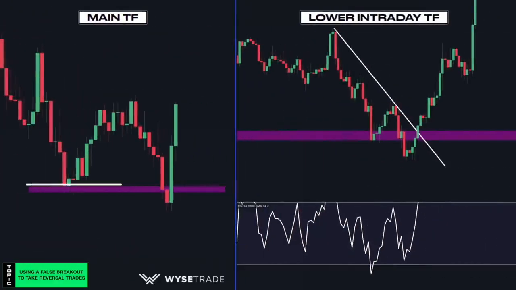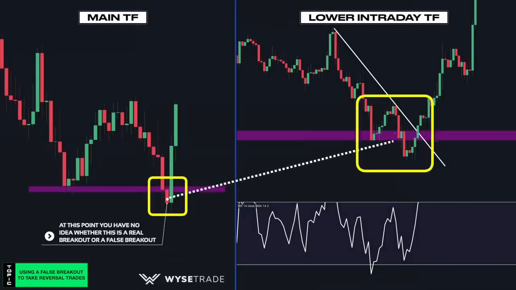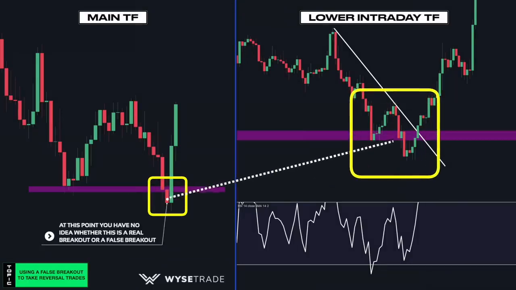Let's break this down. You have your key level of support. As price came back down, price breaks through. At this point, you have no idea whether this is a real breakout or a false breakout. So you look inside of this area on a lower time frame and see what you can find.